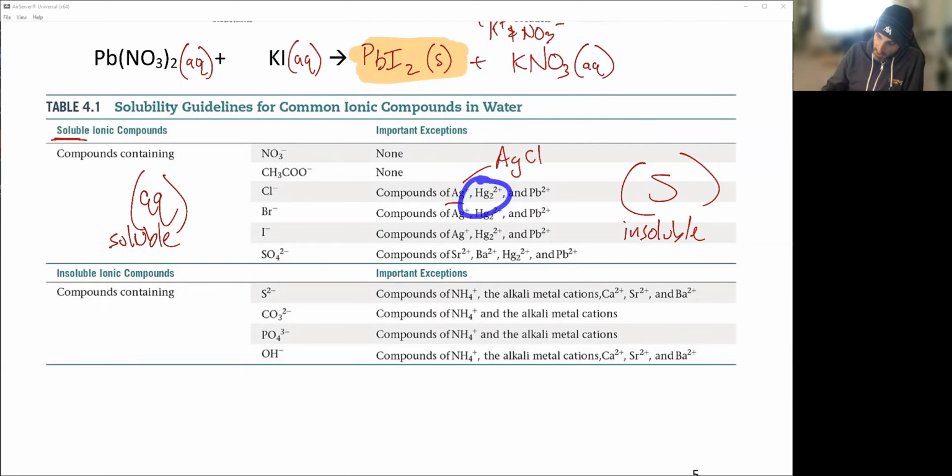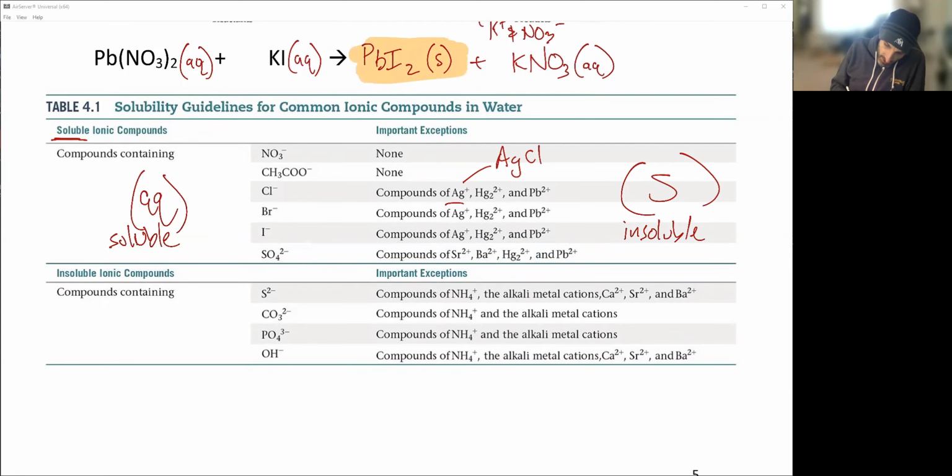Now I'm getting it from just here. Ag plus bromide, so AgBr, is insoluble. Strontium plus sulfate, SrSO4, is going to be insoluble. Barium sulfate, mercury sulfate, lead sulfate, all of those things are going to be considered insoluble. Okay, so again, insoluble compounds will form solids when they find each other in solution.